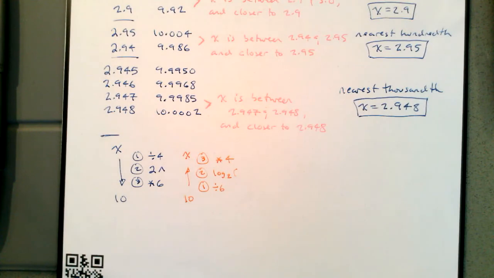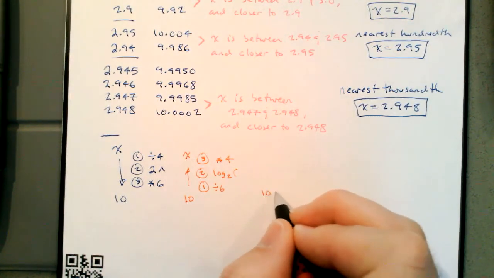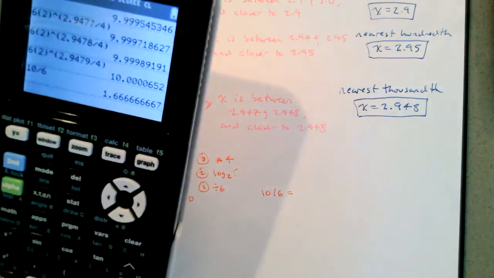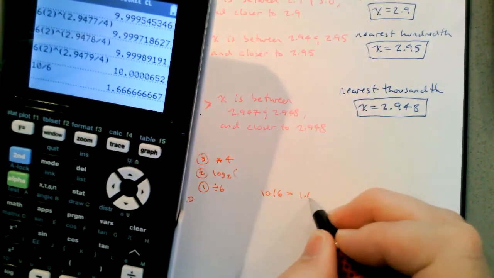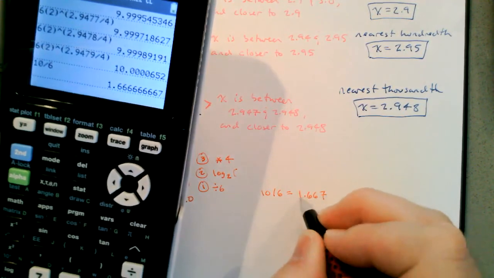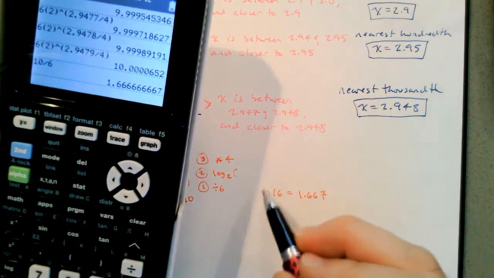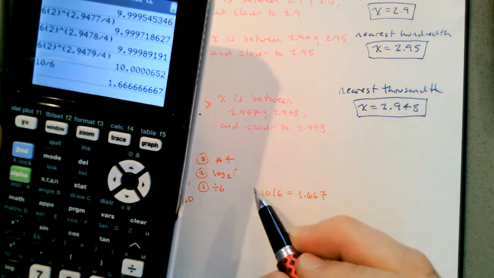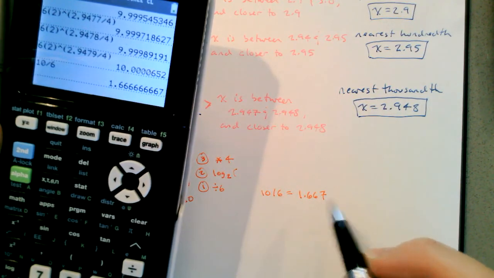So I'll start with a 10 and divide by 6. So 10 divided by 6 is 1.667. I'm going to write that down for notes, but remember, you're not writing this part. This part shows up on your calculator only. The next, I need to do the log base 2 of 1.667.